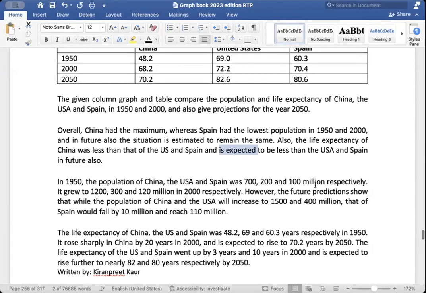Now, another thing you must learn, take note of this. Whenever you write a number and with that you write a word million or thousand, it is never millions, never thousands when there is a number next to the word. Is it clear?